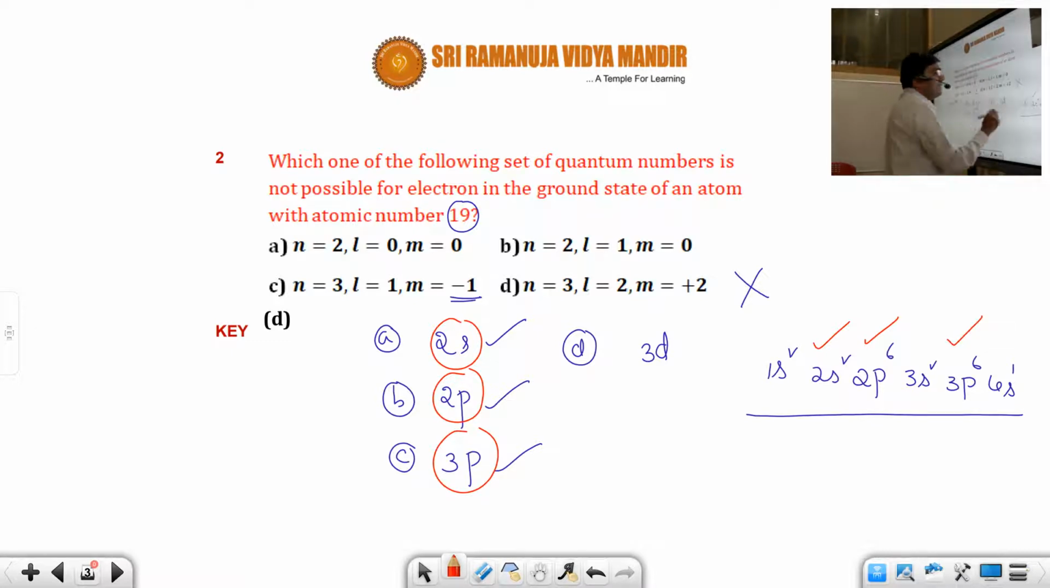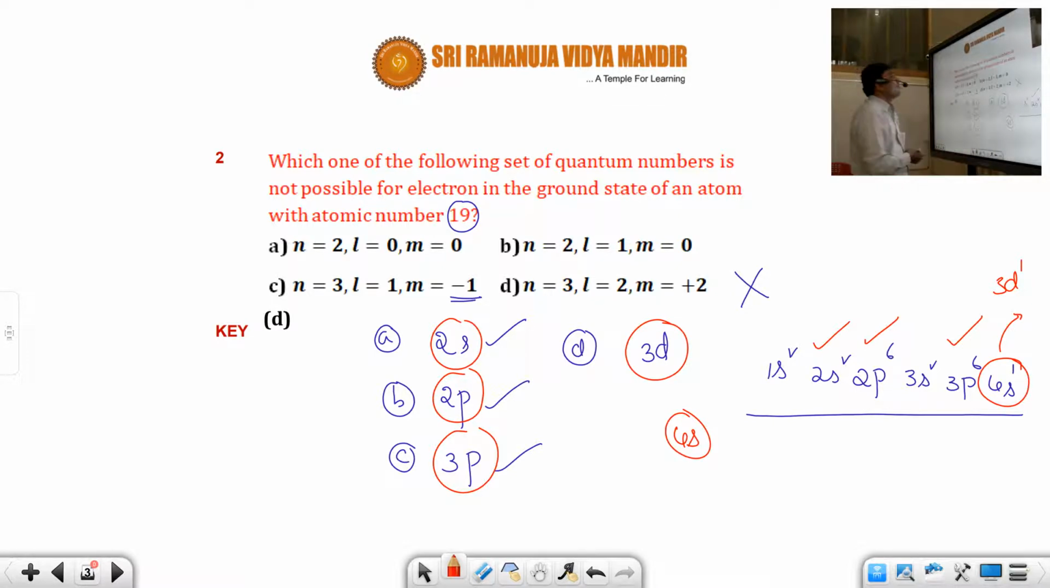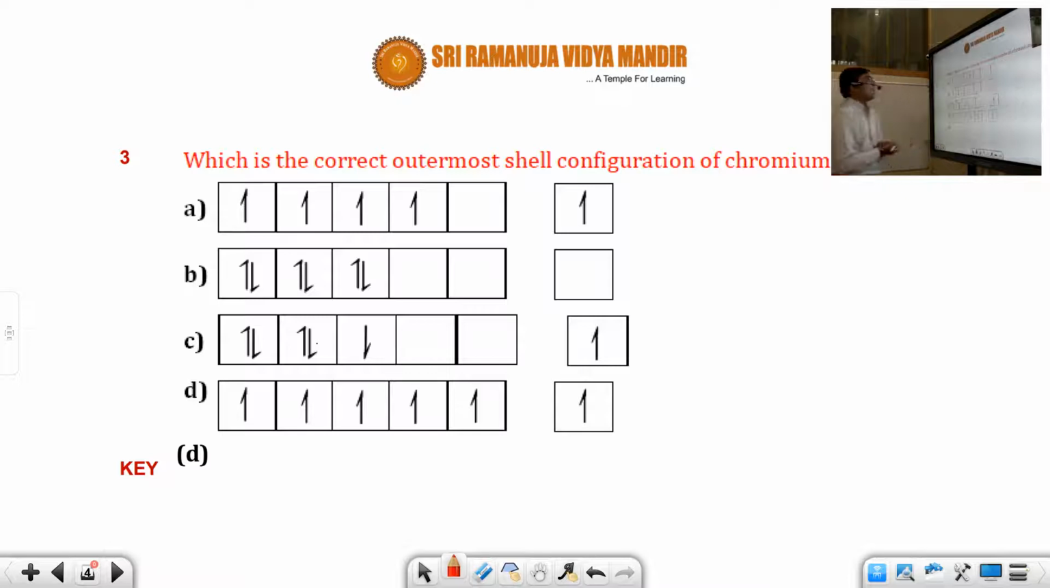But 3d orbital is in the excited state. If you excite this electron, it goes to 3d1. In the ground state, which orbital is there? 4s is there. But 3d is given here, so it is a wrong option. I hope you understood.